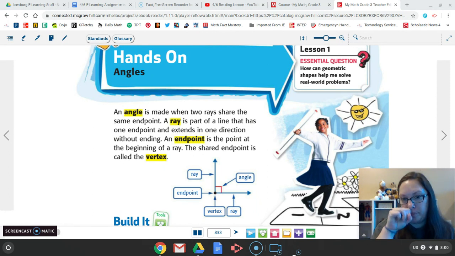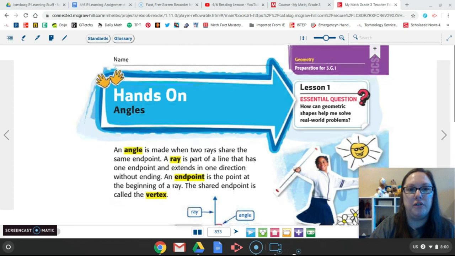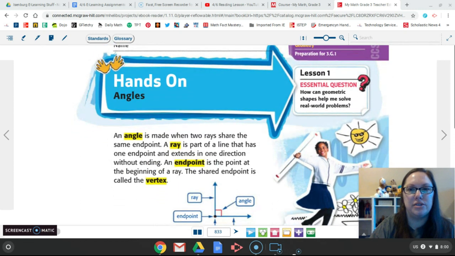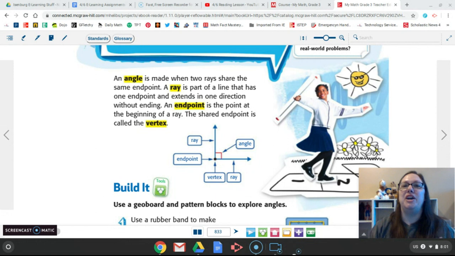So you should be open in your math book to page 833, and it should look like the lesson that I have up here on the screen. It says hands-on angles at the top. So we're actually going to be doing 2 lessons, and I'm going to be going through kind of quickly. So remember, this is a video. So if I go too fast or you miss something, you can always go back and rewind. Okay, so I'm going to go ahead and get started.